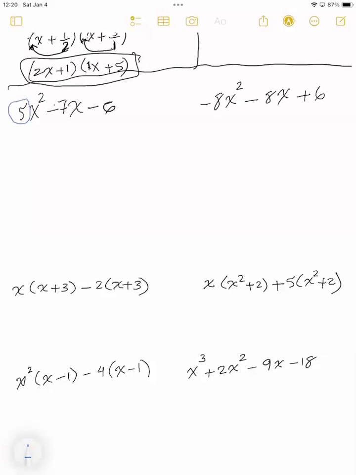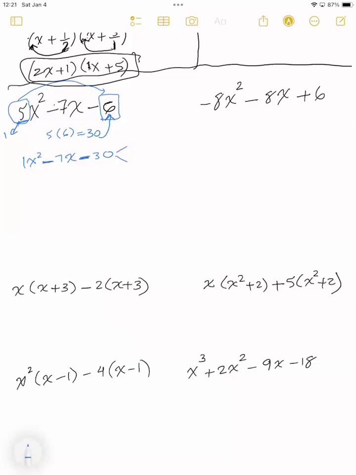I have a 5 here, and I have a 6 here. 5 is not a greatest common factor, so I multiply 5 by 6, I get 30. I put 30 here, and I change this number to 1. So I get 1x to the power 2 minus 7x negative 30. So I want to factor 30. 30 is made out of 1 times 30, but I have a negative here and a negative here.